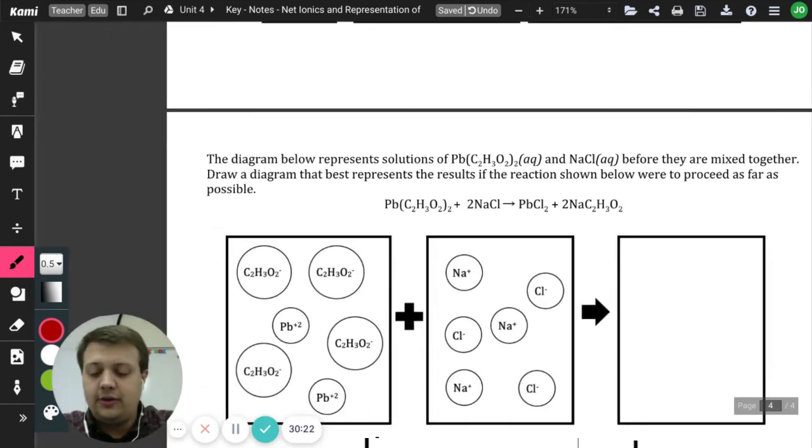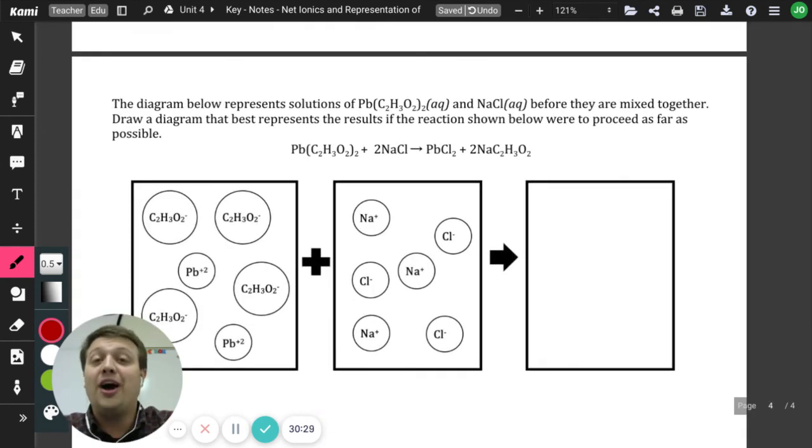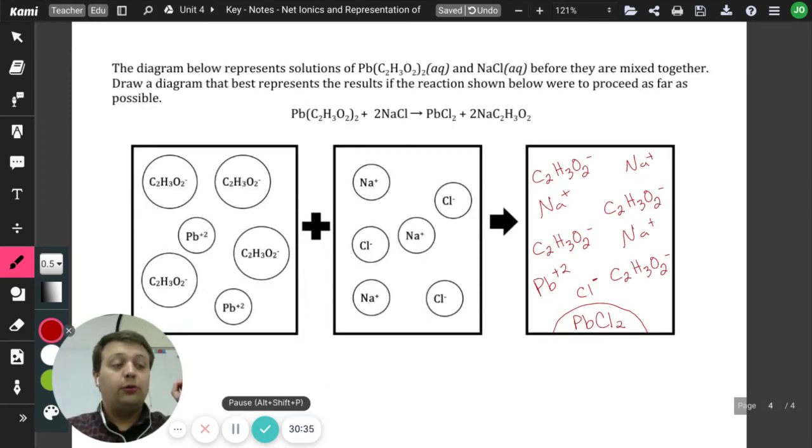All right, very last one. This one is a little bit tricky. What I want y'all to do is go ahead and give it your best shot. So pause your video, work through this, and then we will talk about it. All right, so looking at this, this should have been what you got for your particulate diagram.